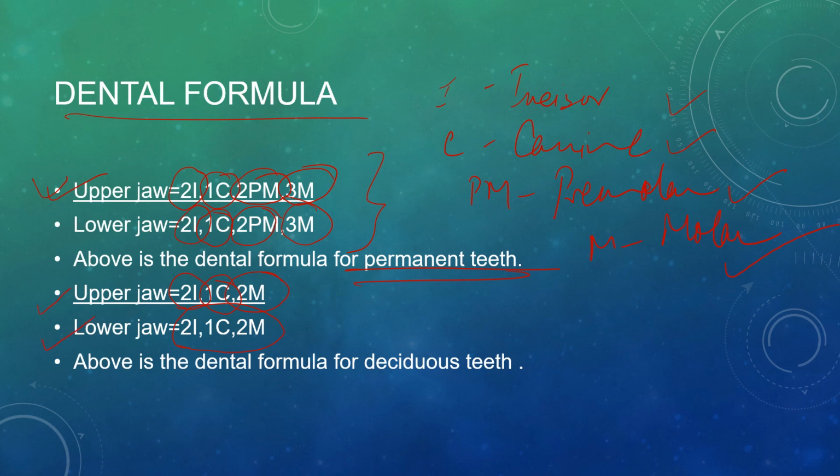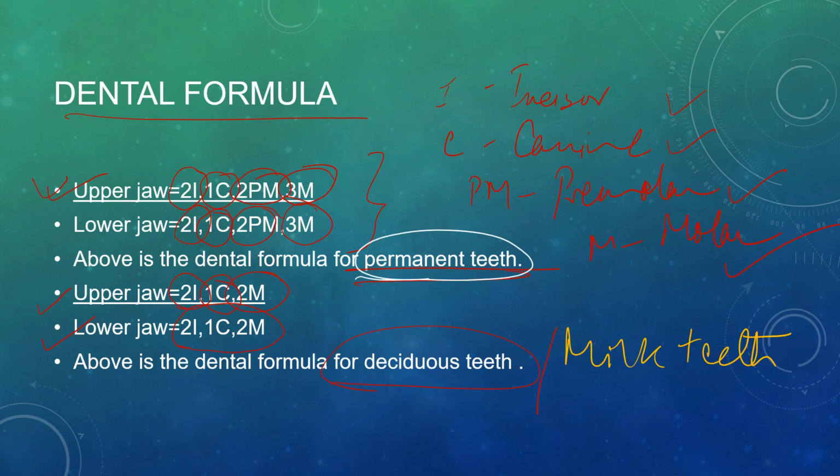So above is the dental formula of the deciduous teeth, or we can say that this is the dental formula of the milk teeth, right? So this is the dental formula of deciduous teeth or milk teeth, and this one was the formula of permanent teeth. Is it clear?